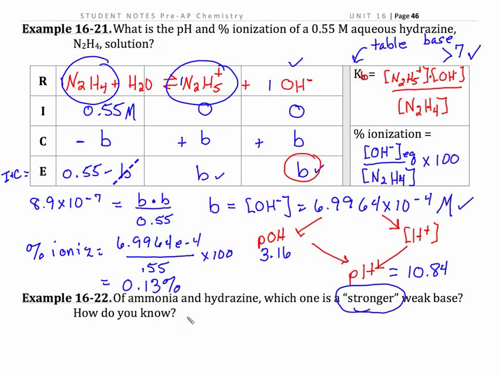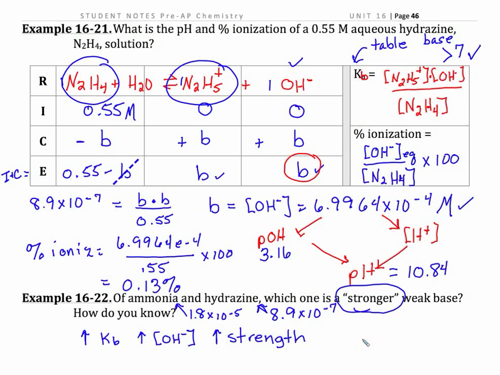Now, we can talk about strong and weak bases as well. So the one with the biggest Kb wins. The Kb for ammonia is 1.8 times 10 to the minus 5th. The Kb for hydrazine, we just saw, is 8.9 times 10 to the minus 7th. As you increase Kb, you increase the concentration of hydroxide formed, or product formed, and you increase the strength of your base. So in this case, ammonia would be the winner for the strong.